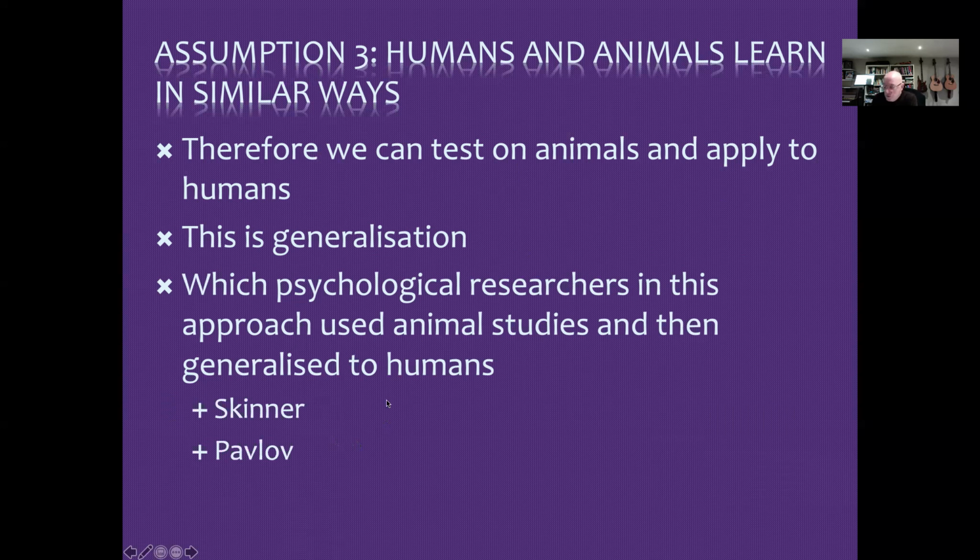Also, we have Pavlov, who generalized this idea of learning by association and applied that also to human beings.